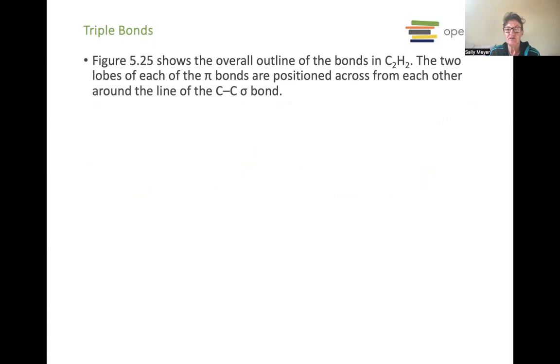So that figure showed the overall outline of the bonds in C2H2. The 2 lobes of each of the pi bonds are positioned across from each other along the line of the sigma bond. So you have the sigma bond, and then you have the pi bonds that were formed this way. So there's going to be 1 pi bond here and then 1 pi bond perpendicular to that, because you could think that the p orbital that was along the bond axis went into the hybrid orbital, and that creates your bond along the z-axis, for example, and then you'd have the pi bonds in the x axis, and then in the y.